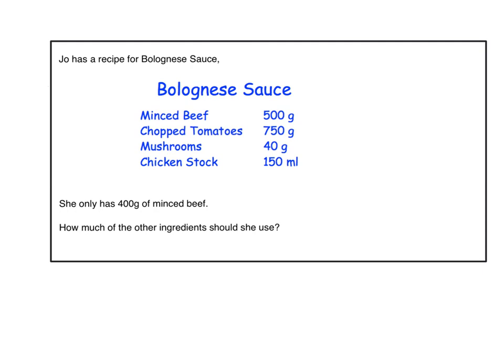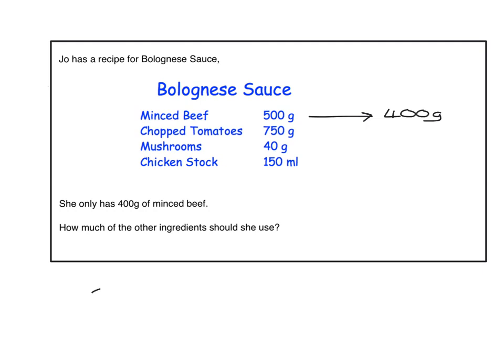Now if you have a calculator, you can do a question far easier. So here's a recipe for bolognese sauce. And it says that Joe only has 400 grams of beef. So we've got 400 here. How much of the other ingredients would she use?